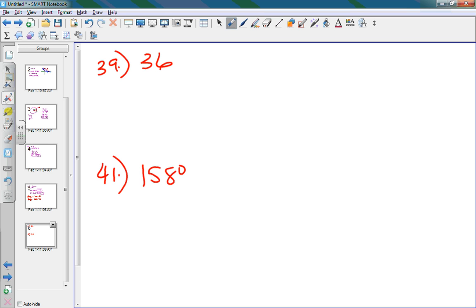Now, if I want to find its complement, what do I do? 90 minus 36. If I want to find its supplement, 180 minus 36. Do we see that? Yes or no? Okay? This gives me its complement. This gives me the supplement.